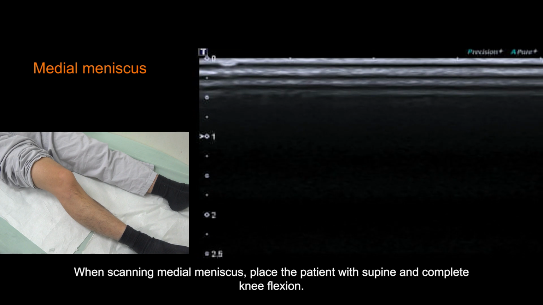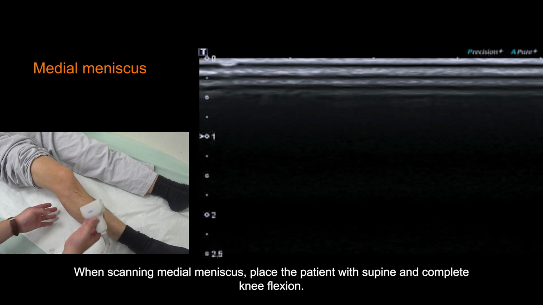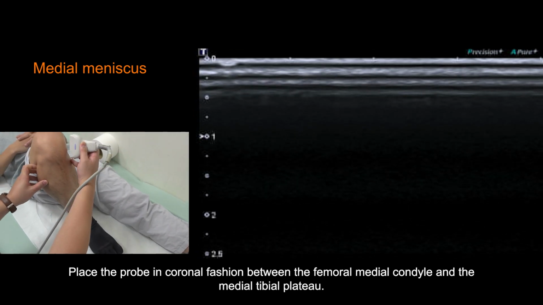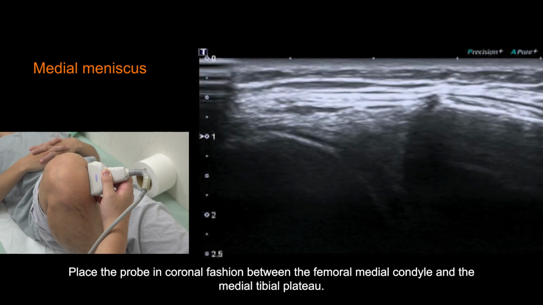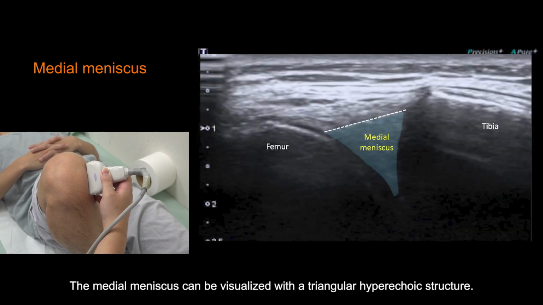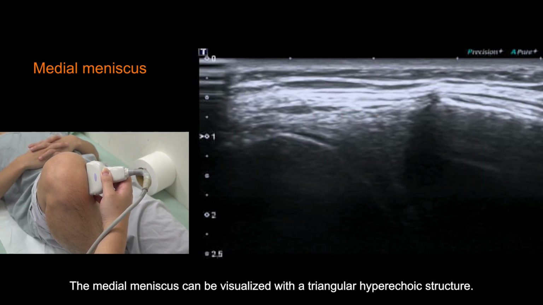When scanning the medial meniscus, place the patient supine with complete knee flexion. Place the probe in coronal fashion between the femoral medial condyle and the medial tibial plateau. The medial meniscus can be visualized as a triangular hyperechoic structure.